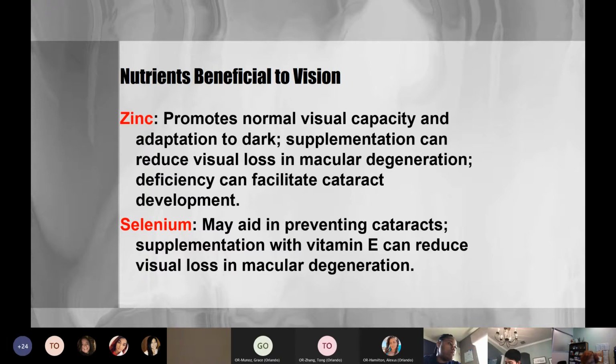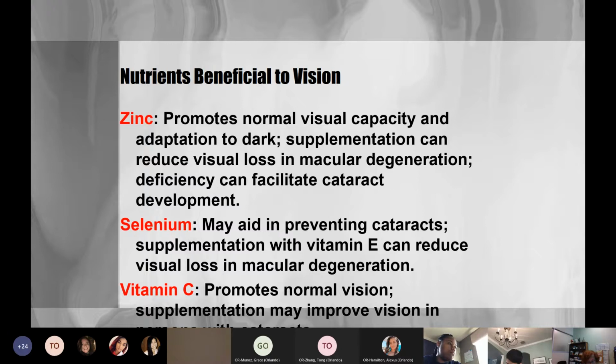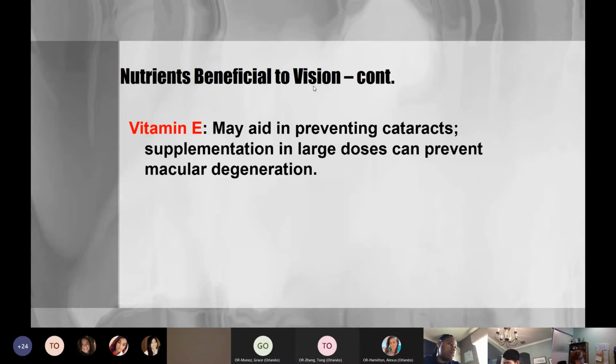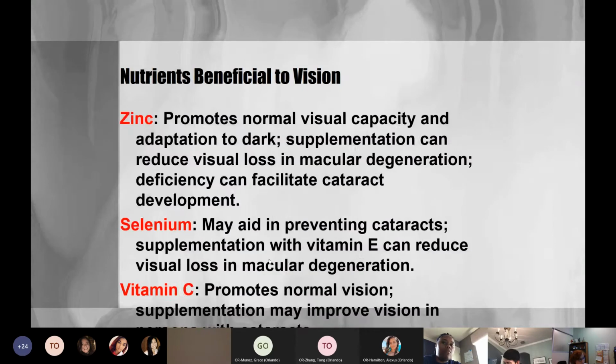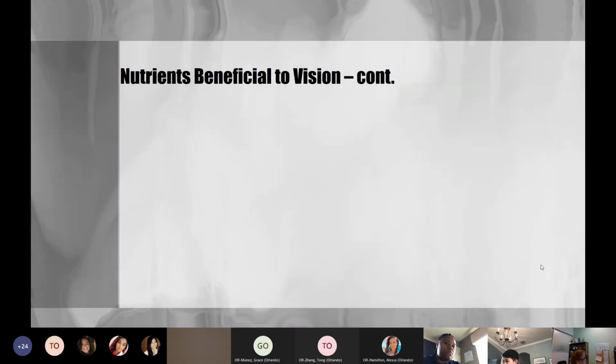Selenium, definitely used for cataracts. Vitamin C can improve vision with cataracts. I think vitamin A is too far down here. I don't know if you can see it on this slide, but let's make sure you got vitamin A. Vitamin A is used to maintain healthy rods and cones in the retina. I'll fix that later on.